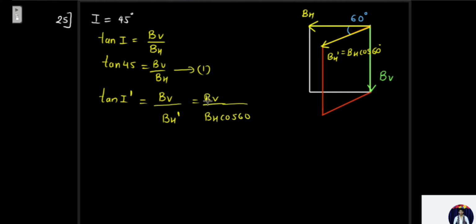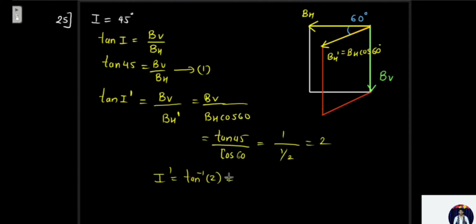But we know that BV upon BH is tan 45. So I'll substitute over here tan 45 divided by cos 60. Tan 45 is 1, cos 60 is half, so it is going to be 2. So tan of I dash is 2, and from here I dash will be equal to tan inverse of 2, which will be equal to 63.4. That is going to be the value of the apparent angle of dip.